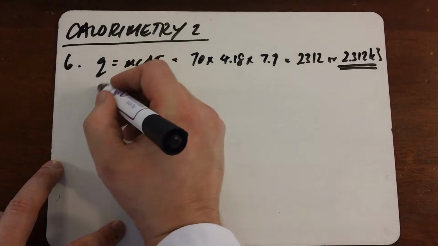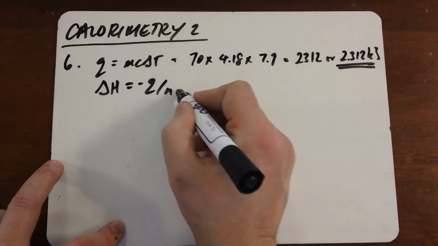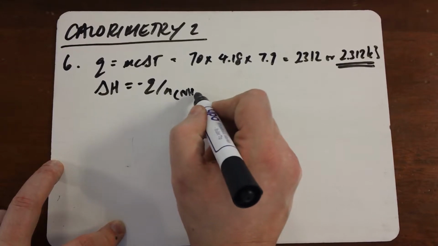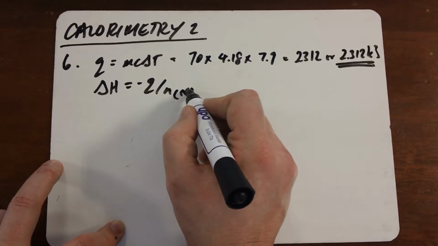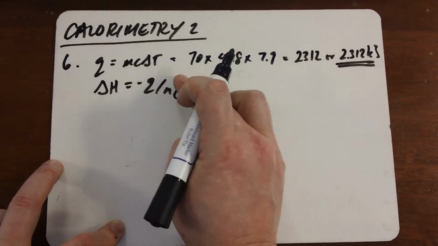Right, the next bit, okay, we're going to work out the delta H is minus Q over n, but it has to be for the nitric acid, so it's n of HNO3.